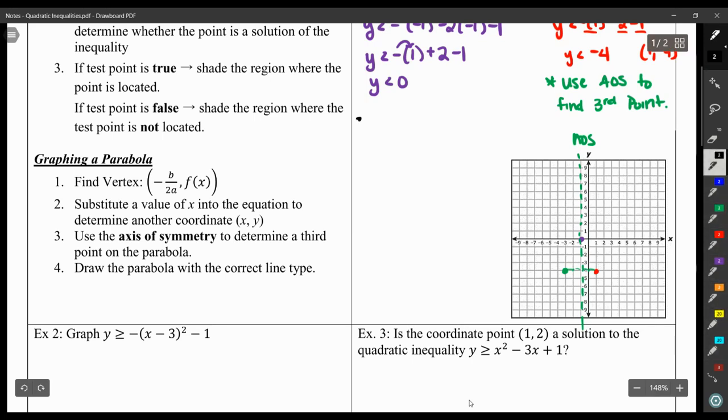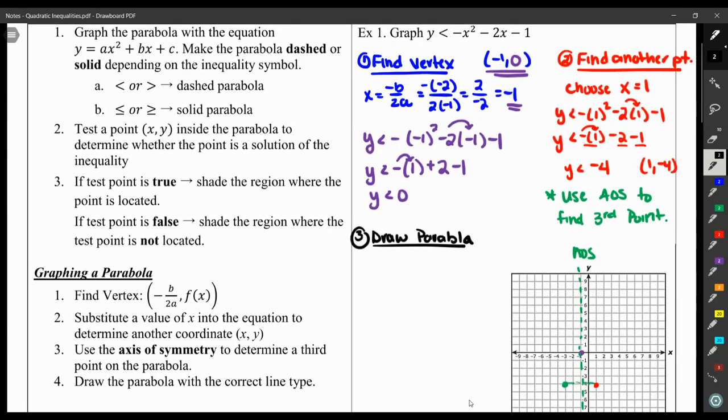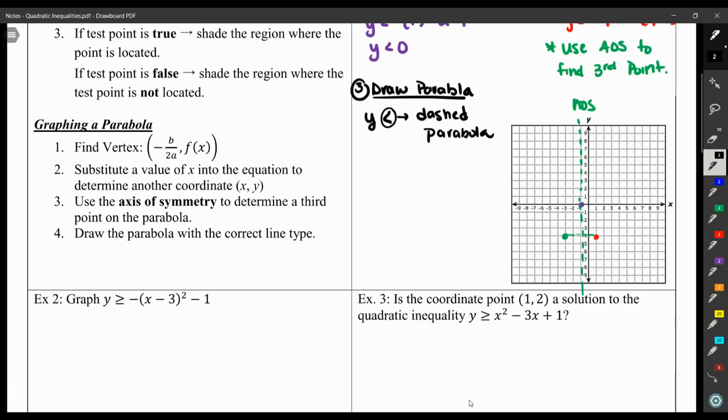The next step, the third step, is actually drawing in the correct version of your parabola. So we have to decide, is it a solid one or a dashed one? So that's going to be the inequality symbol from the top. So we have y less than negative x squared minus 2x minus 1. So since this is a less than, that will result in a dashed boundary line. So that'll be a dashed parabola. So on my graph, we're going to draw in a dashed parabola through these 3 points.